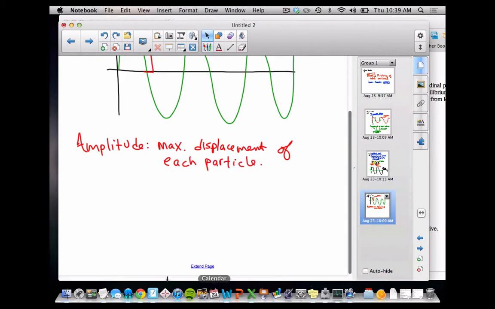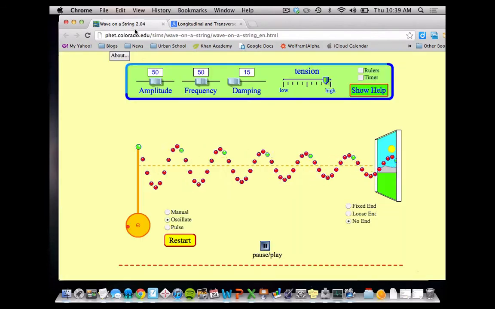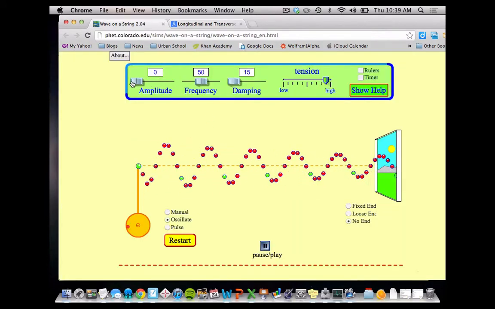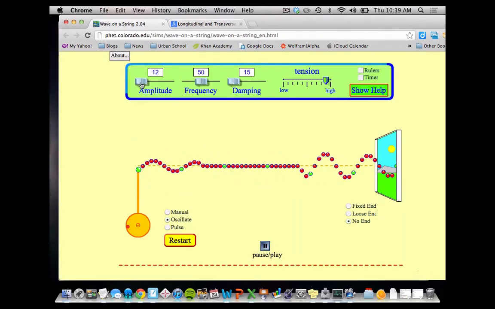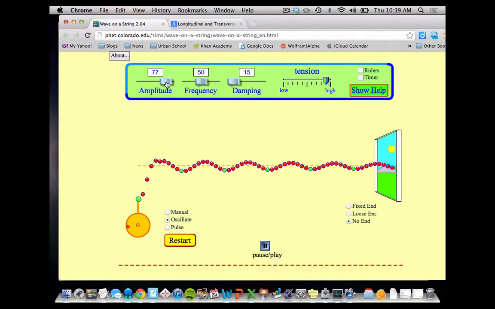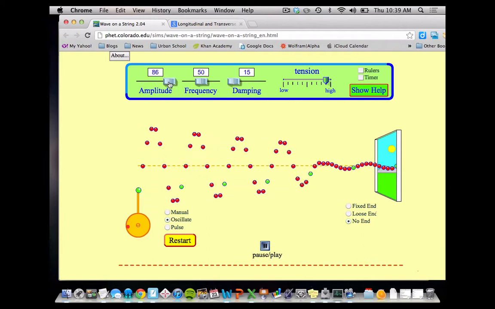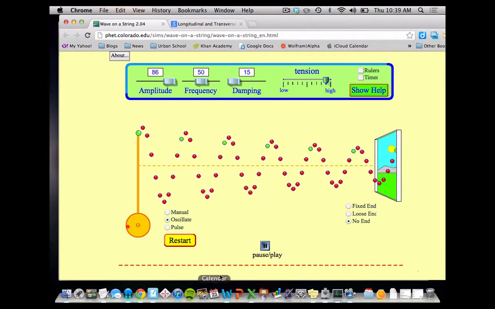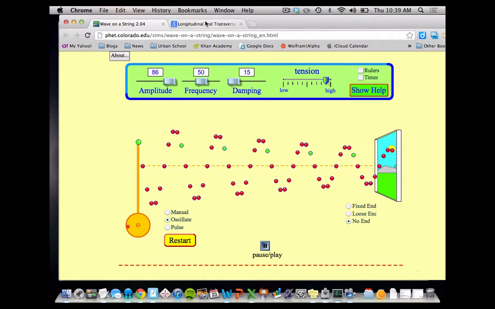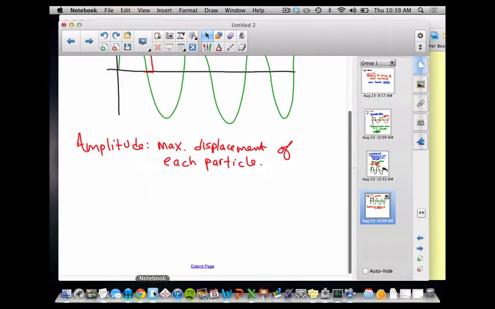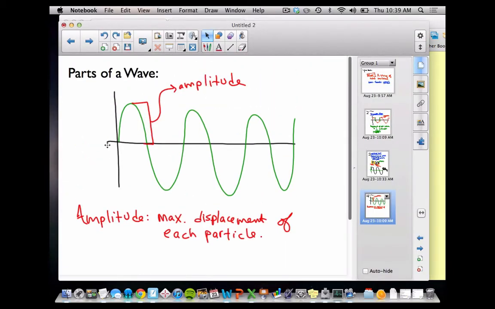Okay, so if we go back to the wave animation, you can see here is a wave with a low amplitude. The particles are not displaced very much, they're not bouncing up and down very much, versus a wave with a high amplitude, where the waves are jumping up and down. And it's important to notice that when you actually measure the amplitude, what you're measuring is from the zero axis to the top or to the bottom of the wave.